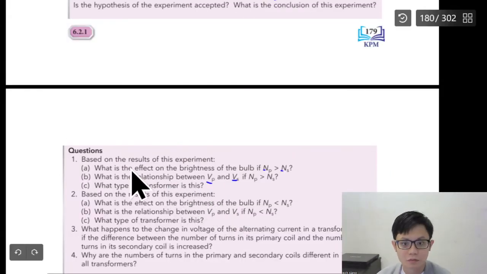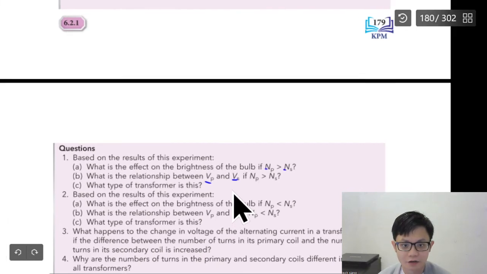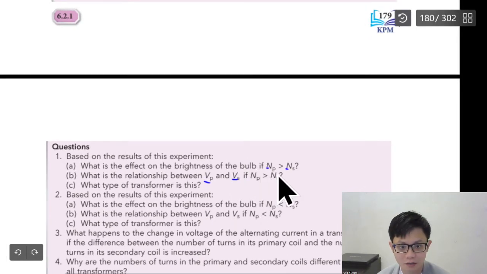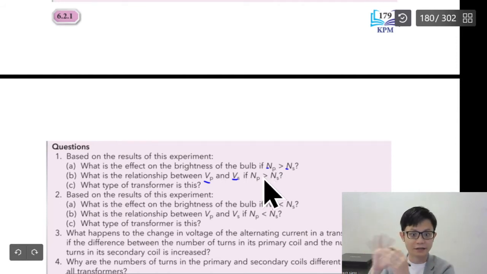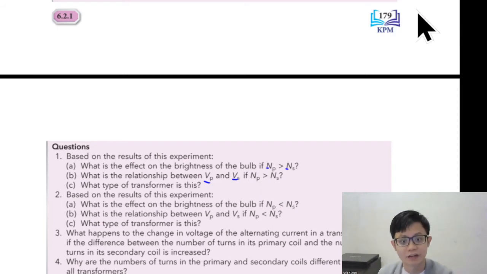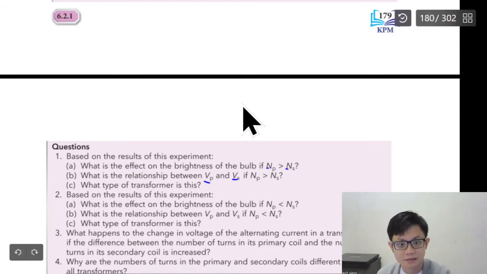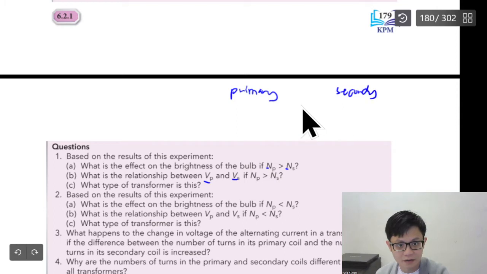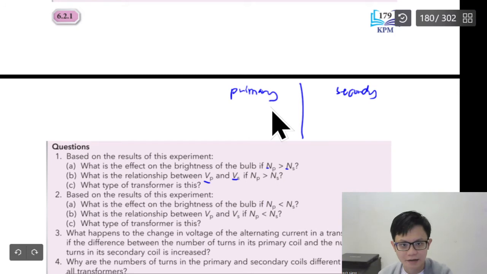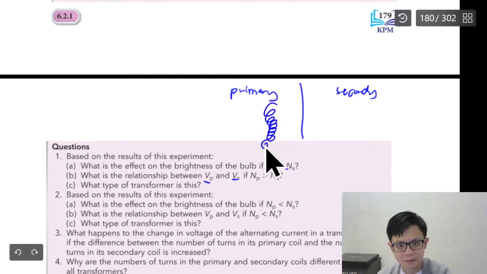So what is the effect on the brightness if NP is bigger than NS? It means the number of turns for the primary is more than the number of turns in the secondary. If I want to draw the primary and the secondary, the number of turns of coil in the primary is many, like many many, and the secondary one will be a little bit.